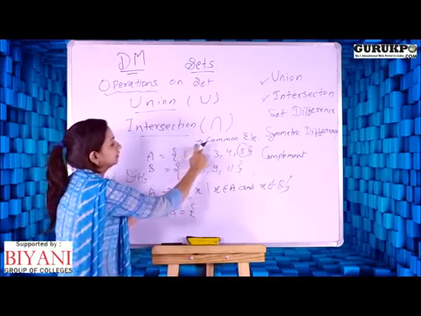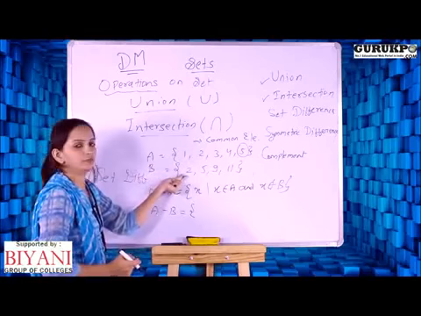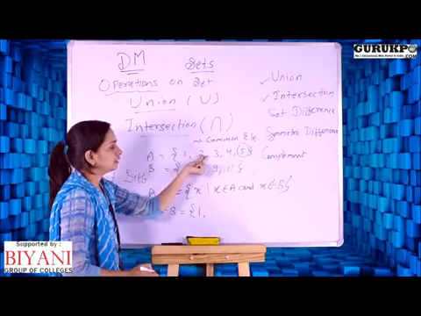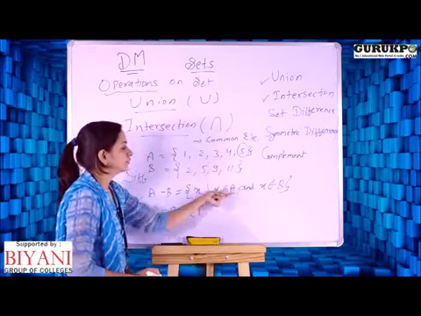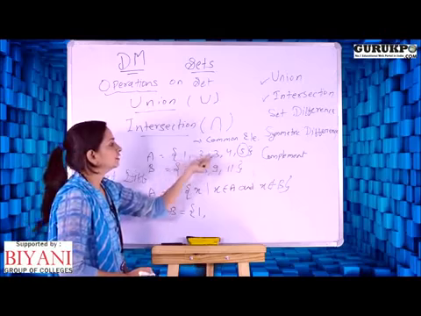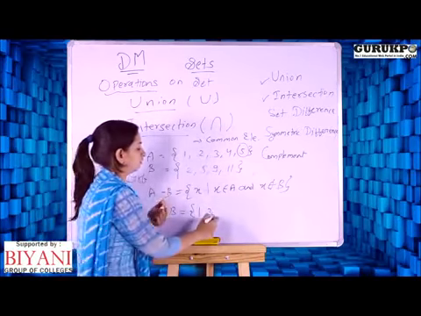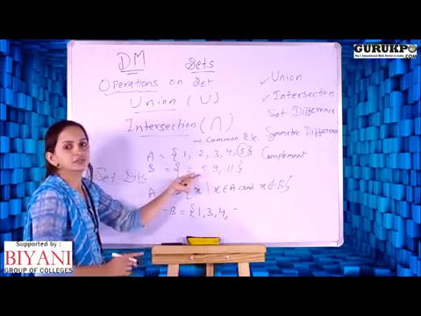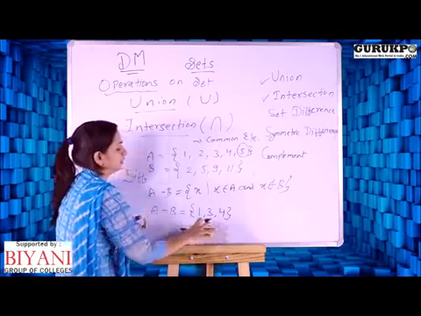For example, if I take 1, 1 is in A, but 1 is not in B. So I am going to take it. 2 is in A, but 2 is in B also. So I can't take it because it doesn't fit the definition. Third element is 3. I will take it because it is not in B. Then 4, it is not in B. And 5, it is in B, so I can't take it. So, this is the set of A minus B.